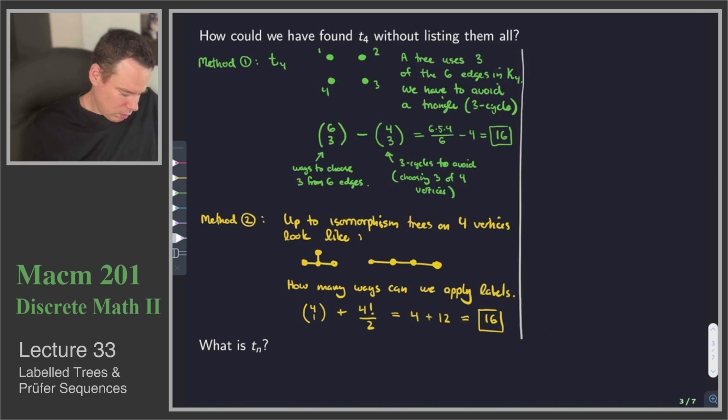Now, the question is, can we figure out what T sub n is in general? Well, before we go to T sub n in general, let's figure out if we can do T5. So can we find T5? It turns out we can, and we can do it much in the same way we did this one down here. We know what the form of a tree on 5 vertices must be, up to isomorphism.